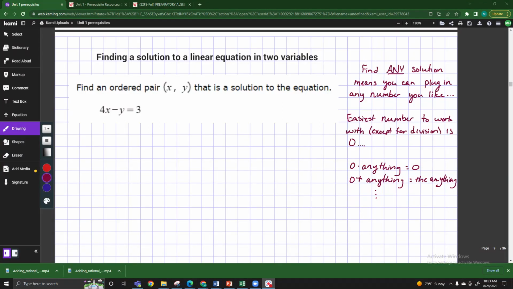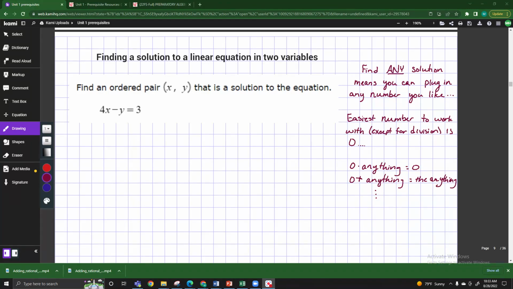Finding a solution to a linear equation in two variables. All right, so these, if I graphed them, would make a line, meaning there's an infinite number of solutions. So if we're looking for any solution, we can plug in any number that we want into either the x or the y.